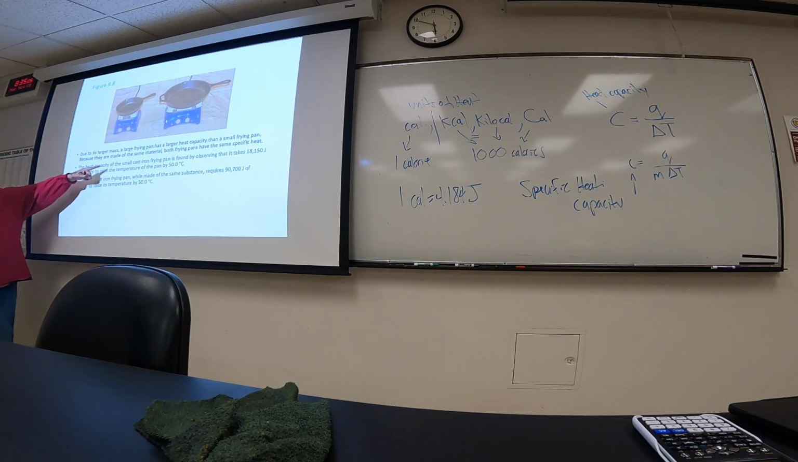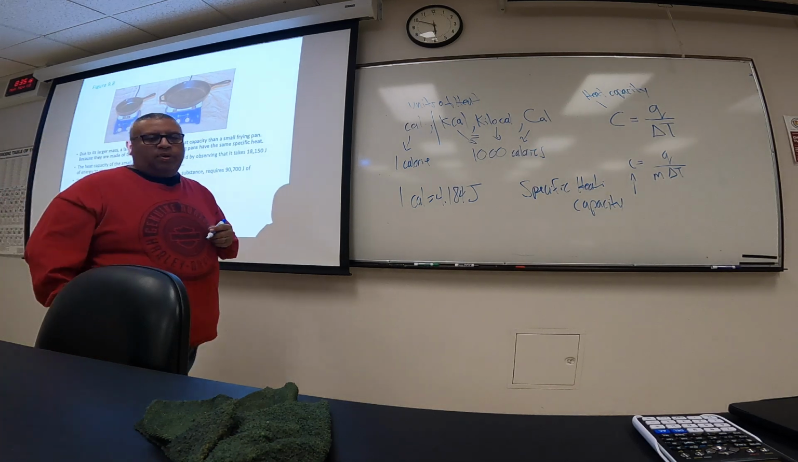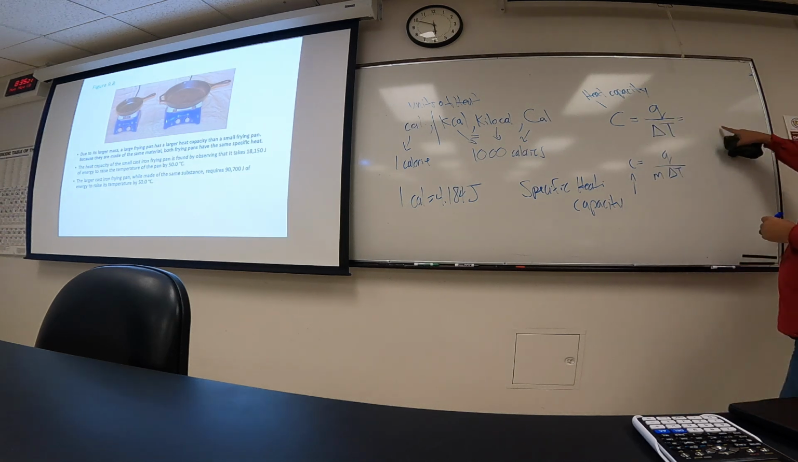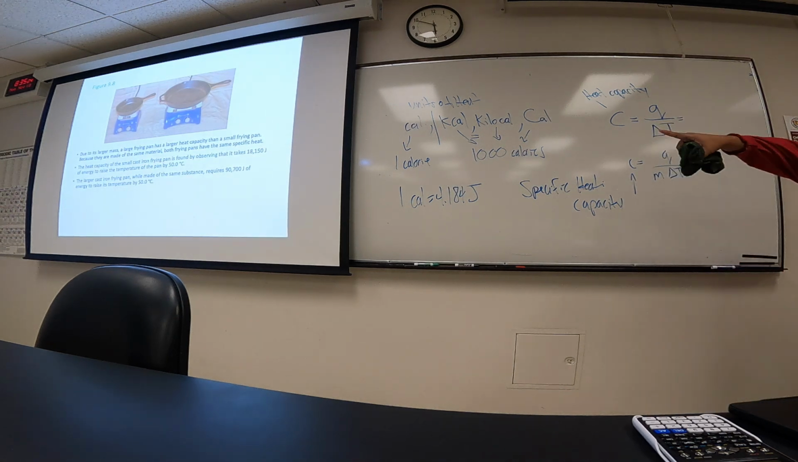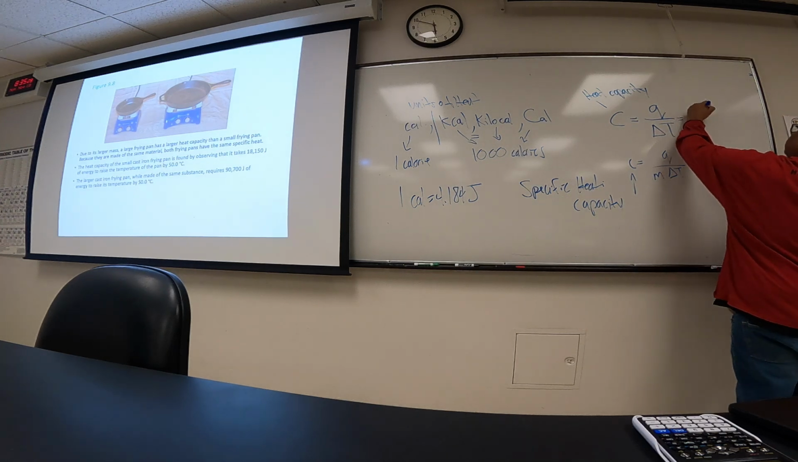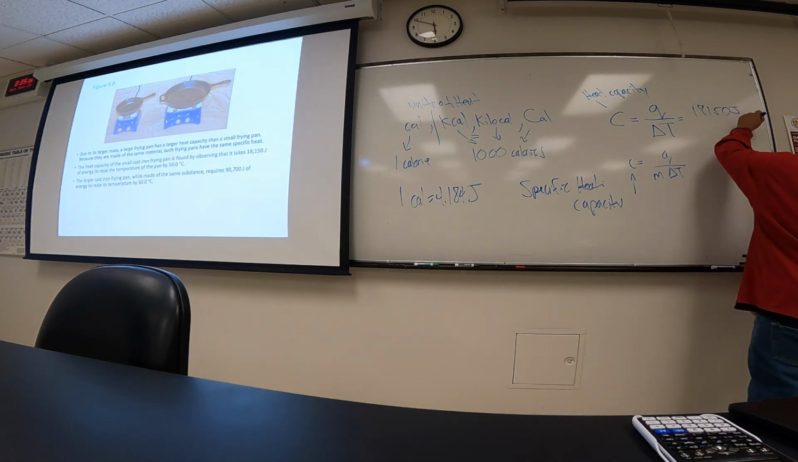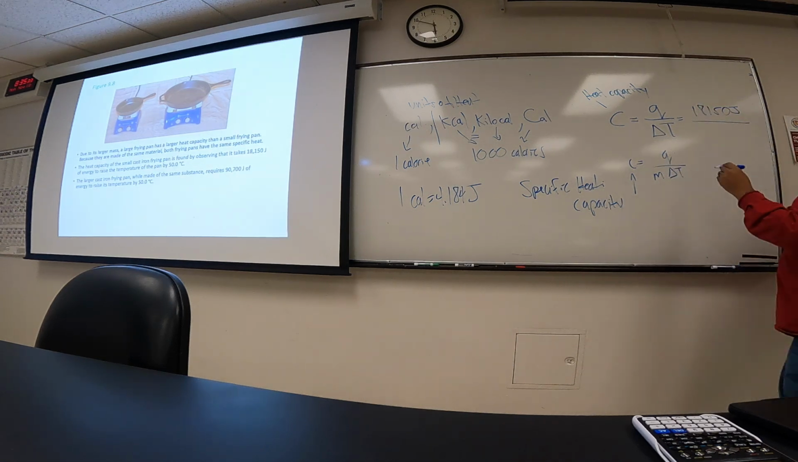So here it says the heat capacity of a small cast iron frying pan is found by observing that it takes 18,150 joules of energy to raise the temperature of the pan by 50 degrees. So the heat capacity of the large pan versus the small pan: the heat capacity of the small cast iron pan is going to be 18,150 joules, and the temperature change on that was 50 degrees Celsius. So what's the heat capacity of the large pan?